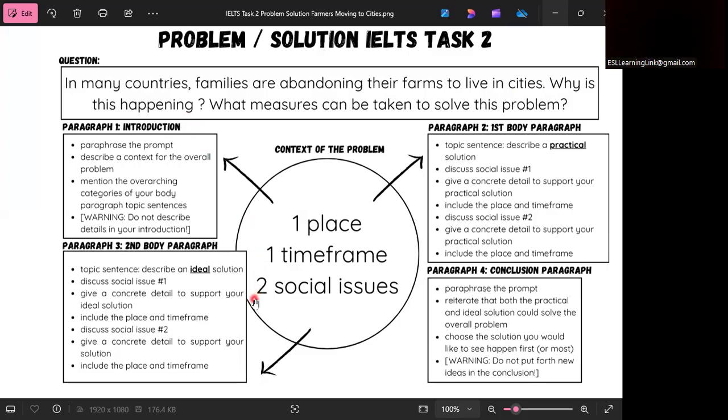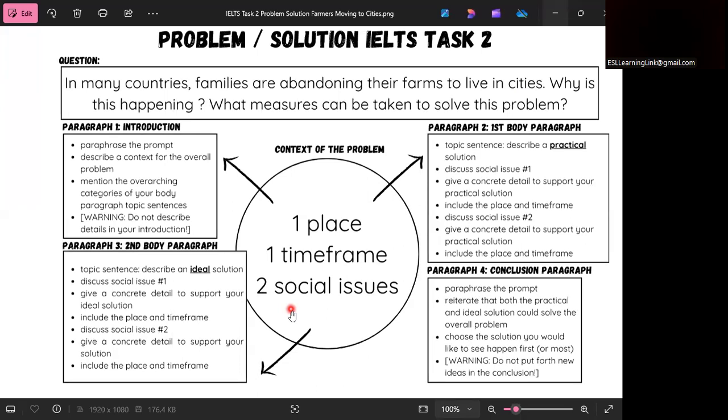Okay, and then pick 2 social issues. Okay, 2 social contexts, right? So the measures can be placed in a social context. So you might want to talk about the social issue of large families and birth control allowing people to have smaller families. So that would be an issue, right?